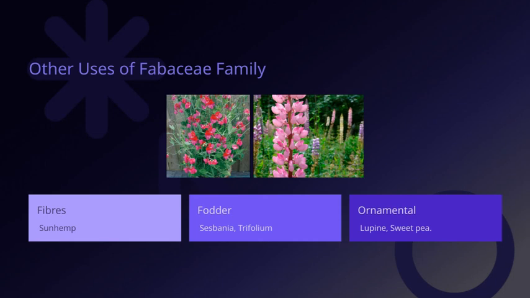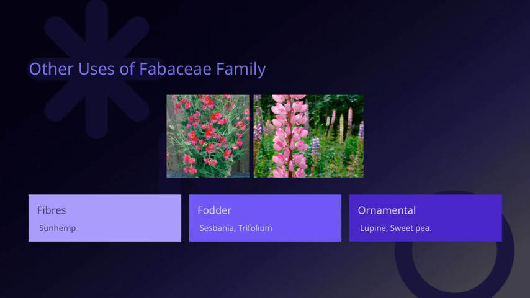Let's take a look at some of the diverse uses of the Fabaceae family. For ornamental purposes, plants like lupin and sweet pea are popular choices because of their beautiful flowers and attractive foliage. These are often used in gardens and landscape designs to add color and visual interest. Moving on, some members like Sesbania and Trifolium are valuable as fodder crops. They provide nutritious feed for livestock, which is crucial for sustainable agriculture.